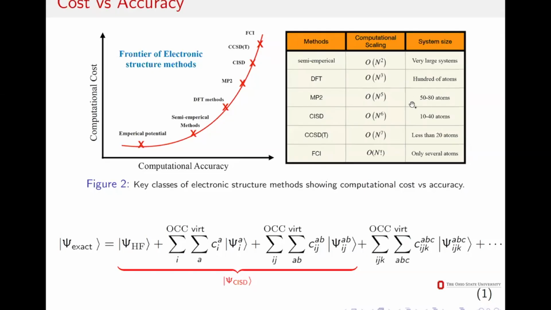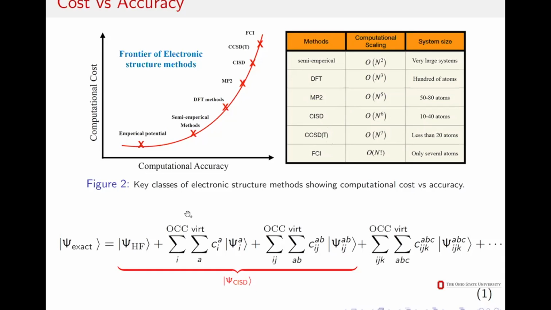Using DFT, you can treat hundreds of atoms. Using MP2, you can use just 50 to 80 atoms. CISD, it's 10 to 40 atoms. When you are using CCSD(T), you can use it for less than 20 atoms. And for full CI, only several atoms. So the problem is, if you are using transition metals and big systems, you cannot go beyond CCSD. Obviously, you cannot do full CI. You can go up to the DFT and MP2 level.